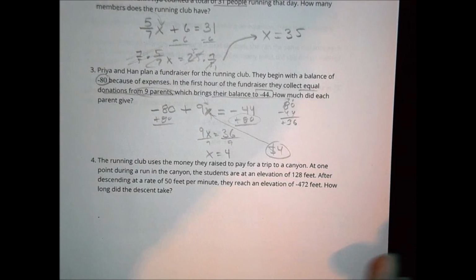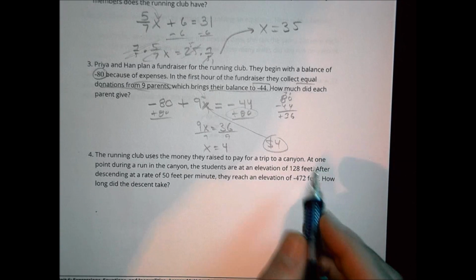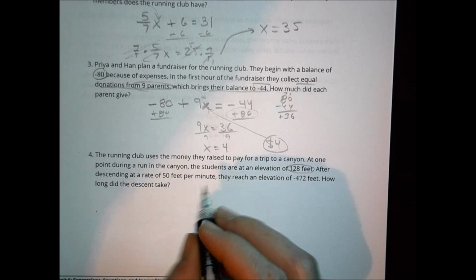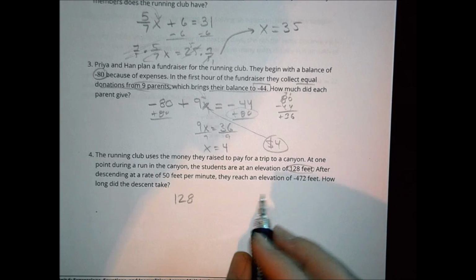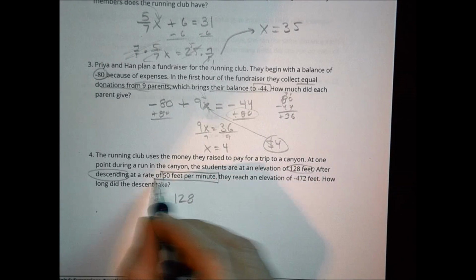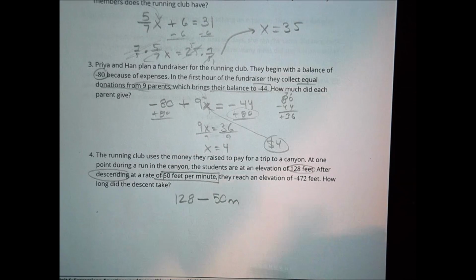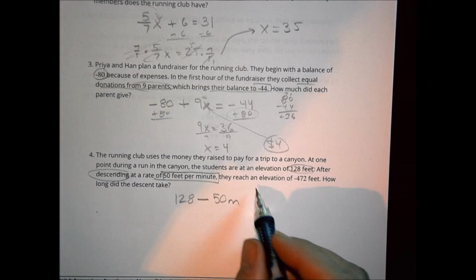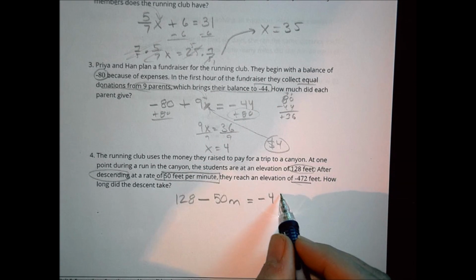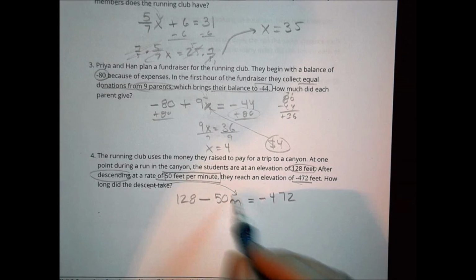The running club uses the money they raise to pay for a trip to a canyon. All right, they made some money, here we go. At one point during a run in the canyon, the students are at an elevation of 128 feet. So here they are at 128 feet. After descending, that means going down at a rate of 50 feet per minute. So we're going down 50 feet every minute. Just going to make that as 50 times some number of minutes. They reach an elevation of negative 472 feet. So they're going to get to a place where they're going to be negative 472 feet. How long did the descent take? So what's our minute value going to be?